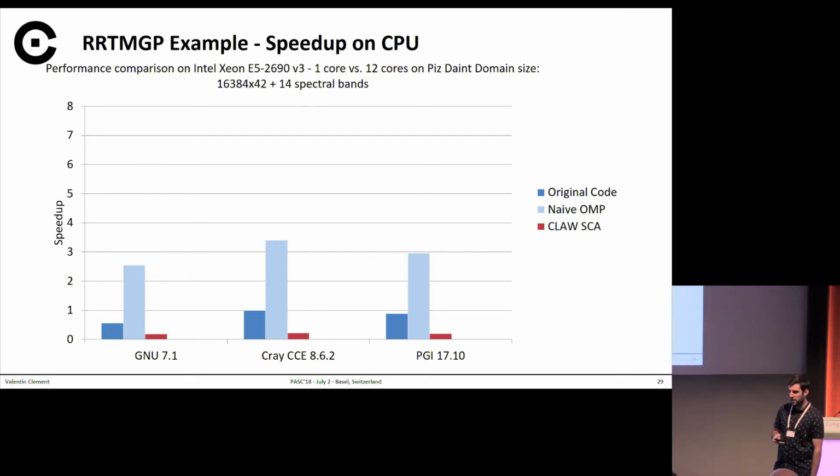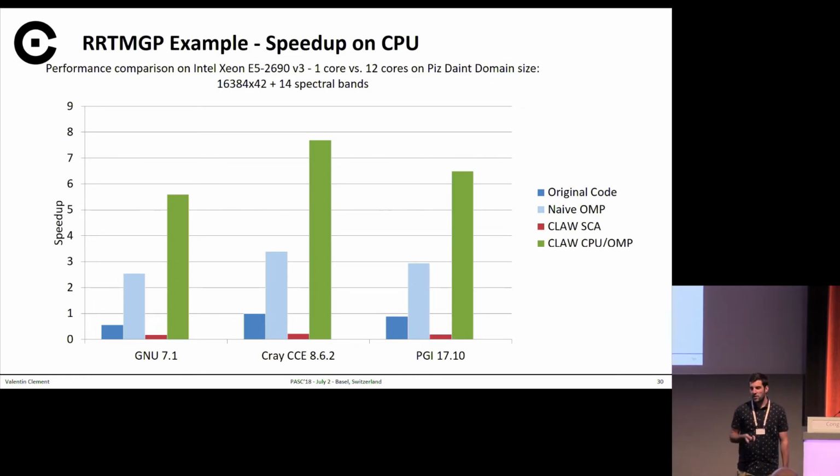This is the handwritten performance. Of course, if we move our code to a single column abstraction but don't transform it, it can still run on the same domain size, but it behaves badly in terms of performance. This is easily understandable because here we have over 16,000 columns, and we call the subroutine 16,000 times, where normally you would call it only once. So if we transform this code automatically with CLAW for a CPU target with OpenMP, we easily reach about 8x of performance compared to the original code.